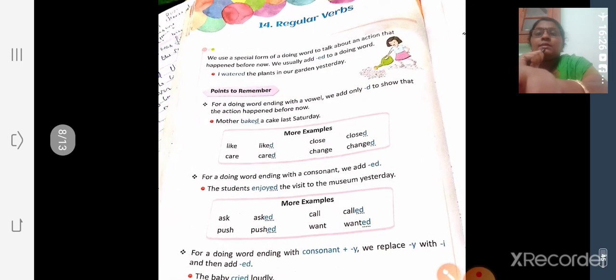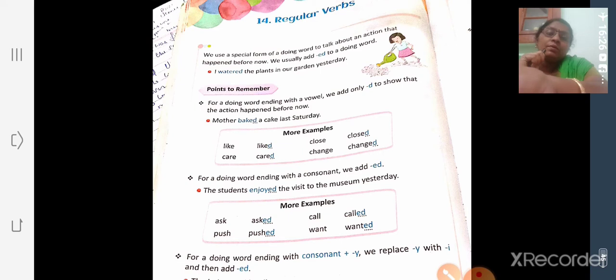So was or were plus ing is used to indicate a continuous action that happened in the past. With singular nouns and pronouns we use was, with plural nouns and pronouns we use were. Then verb plus ing, the ing form of the verb. Regular verbs are verbs that take ed. Regular and irregular verbs are there.